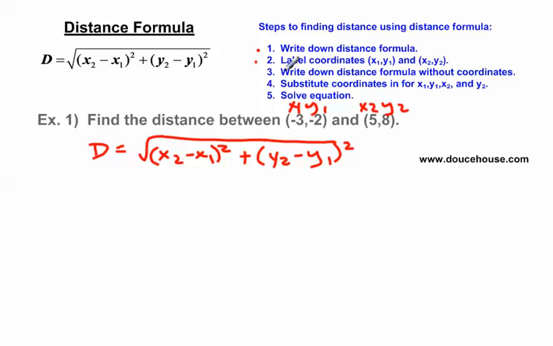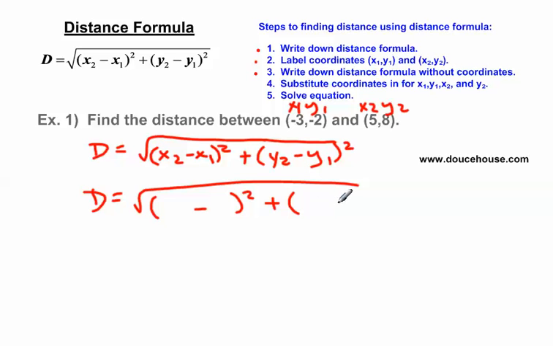Now let's see here. Step 3 says to write down the distance formula without the coordinates. And I'll explain what I mean right here. So I'm going to not put in these x's or the y's. I'm going to leave little blank spaces for them, and you'll see why here in a moment. So I left a blank for x2 and x1, y2 and y1. And then step 4 says to substitute the coordinates in for x1, y1, and x2 and y2.